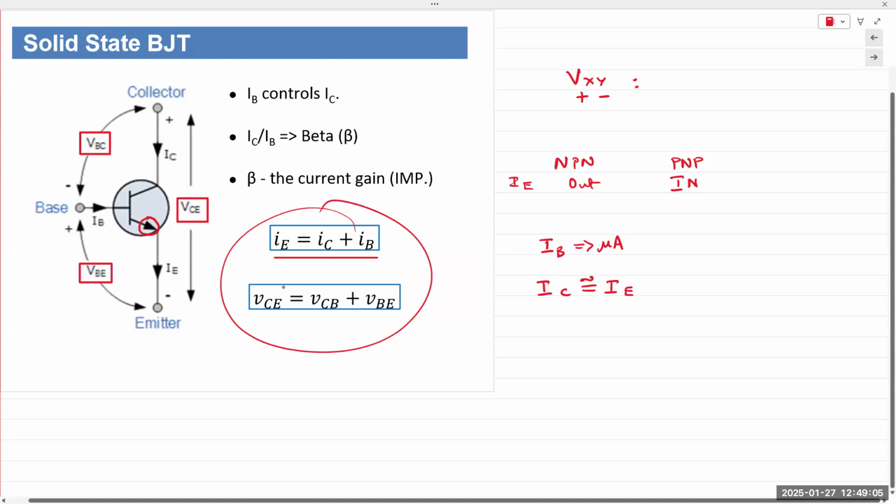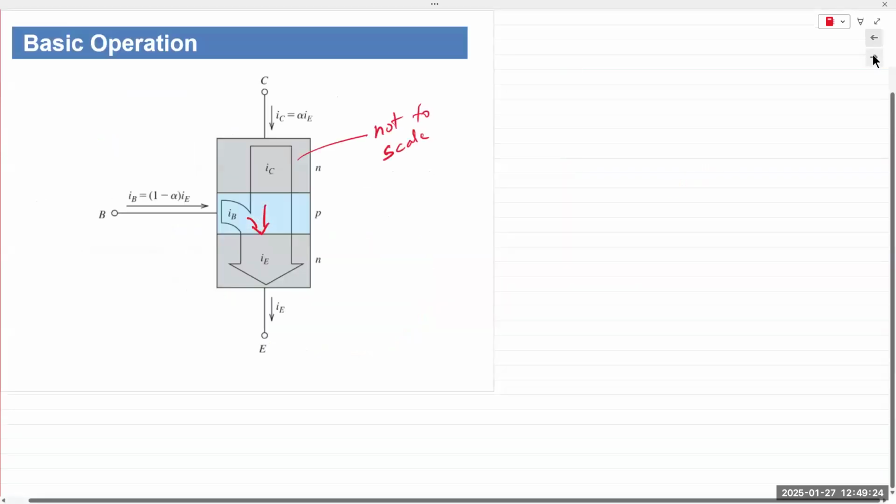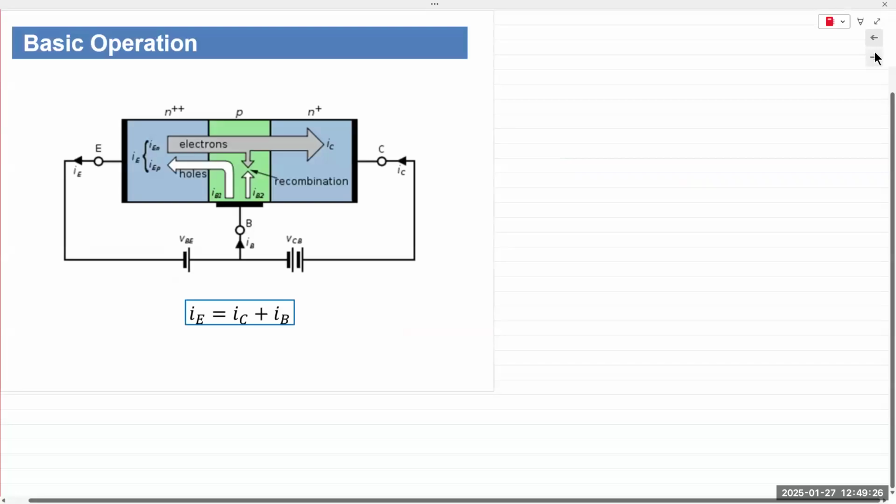And then VCE, of course, is the sum of VCB plus VBE. If we measure this and we simply apply KVL, we can obtain VCE is VCB plus VBE. Okay. Let's go here to this diagram. It explains the basic operation in far more detail.